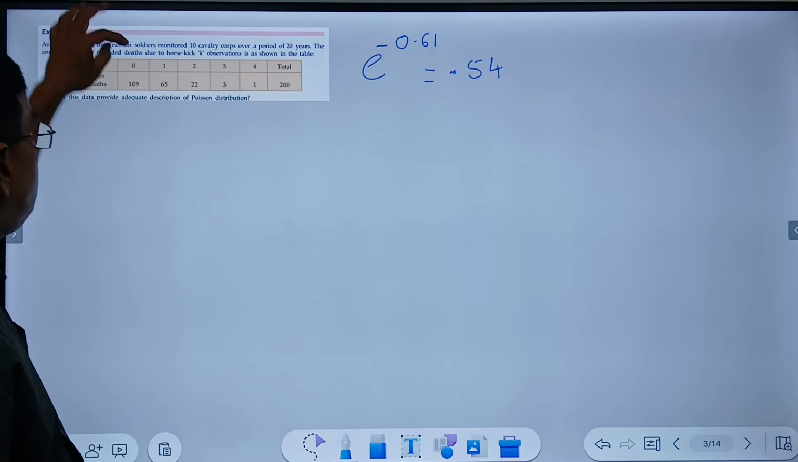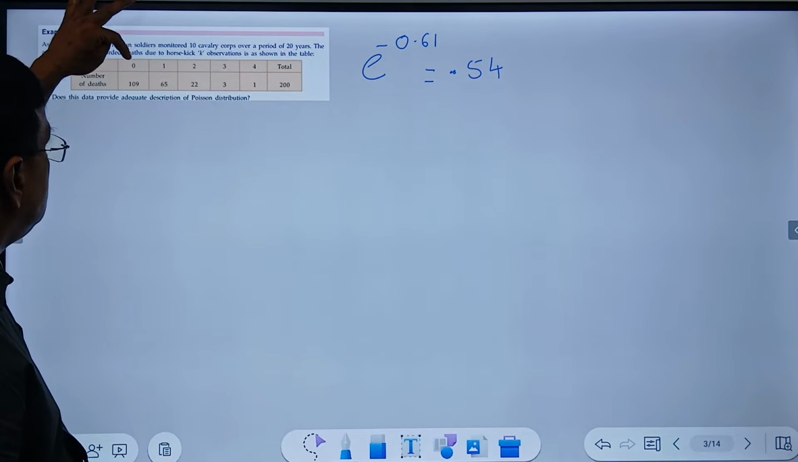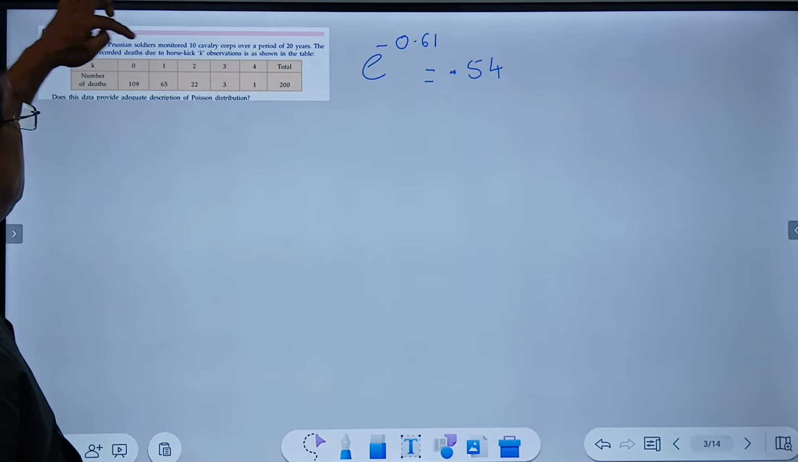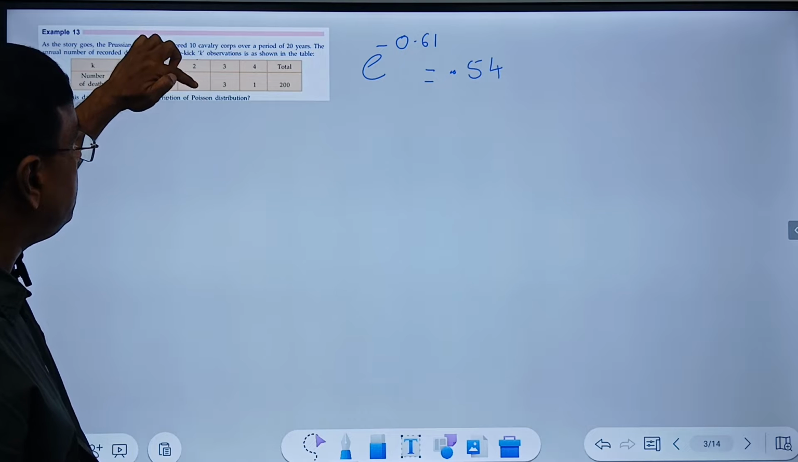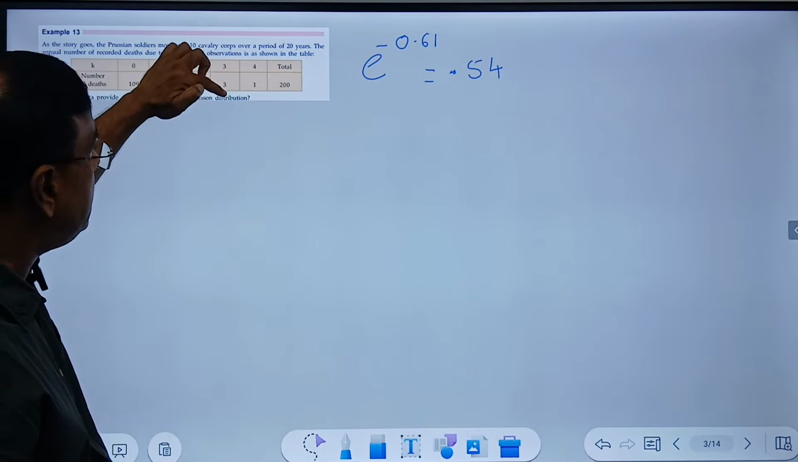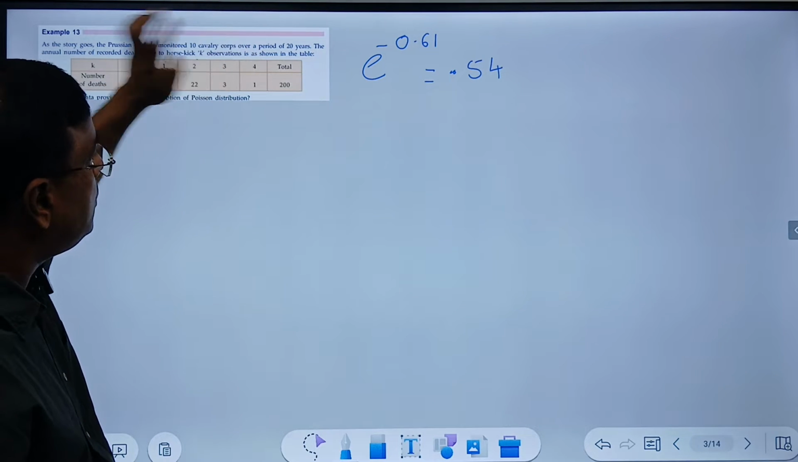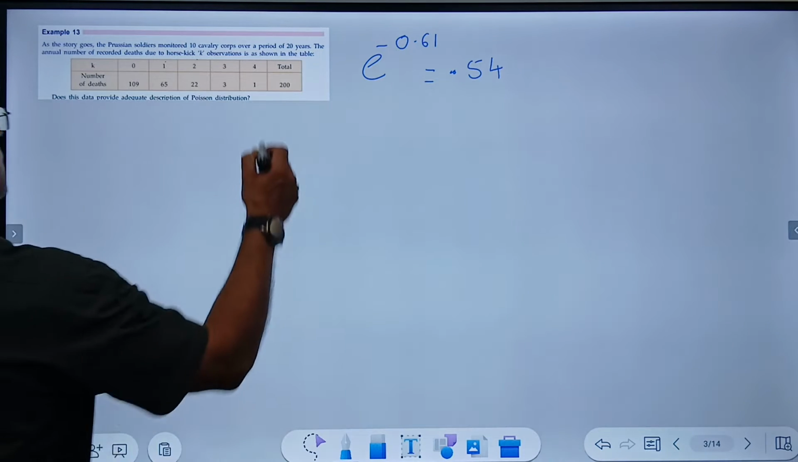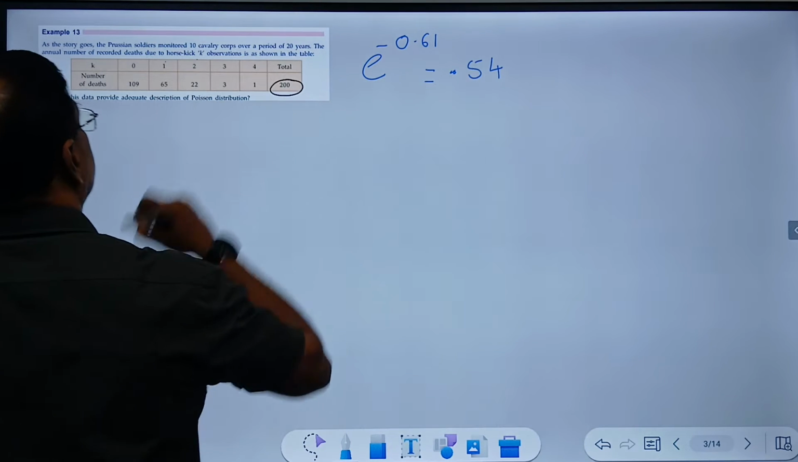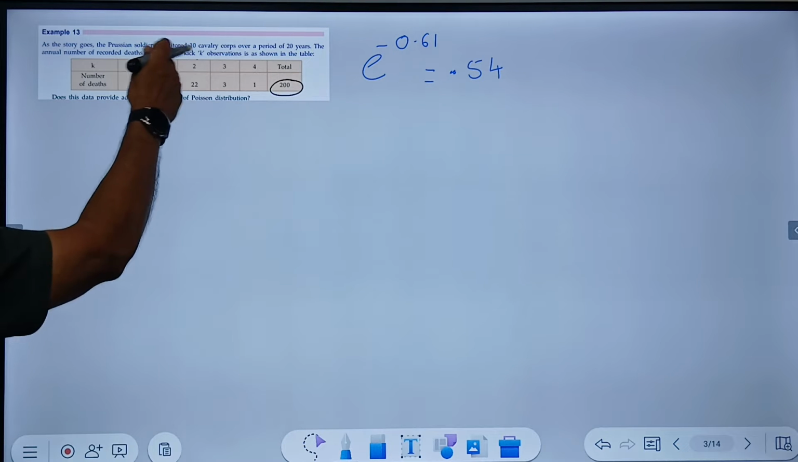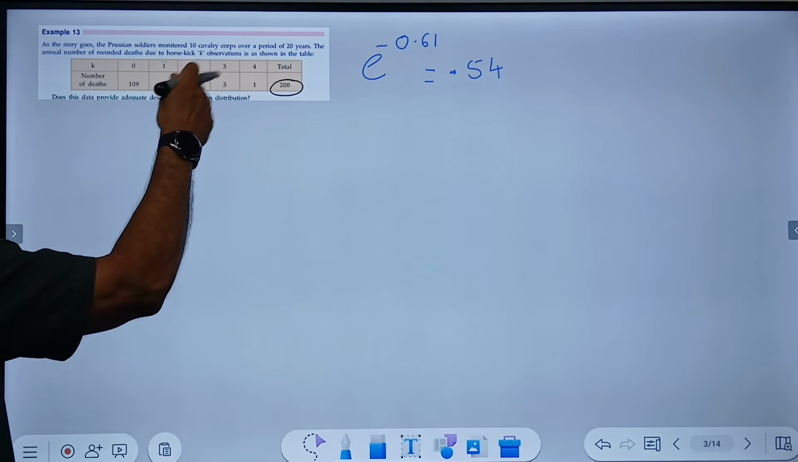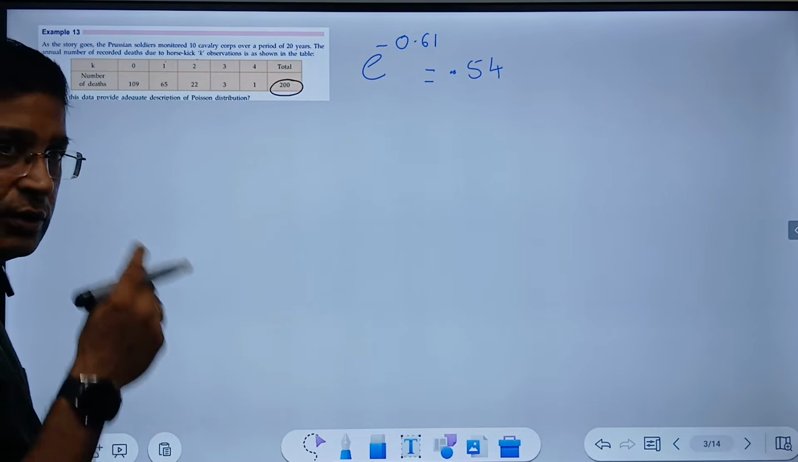For 0 observation, 109 people have died. For 1 observation, 65 people have died. For 2 observation, 22 people have died. 3 observation, 3 people have died. For 4 observation, 1 person has died. And totally, there are 200 deaths. Now, you want to know whether this data is adequate to satisfy Poisson distribution or not.